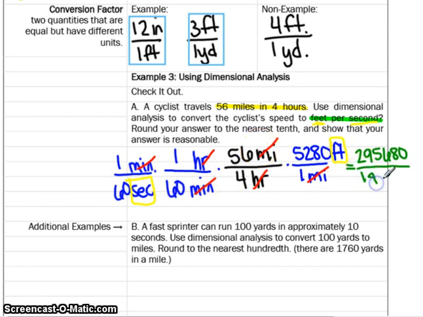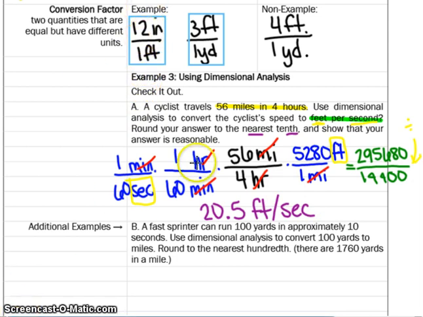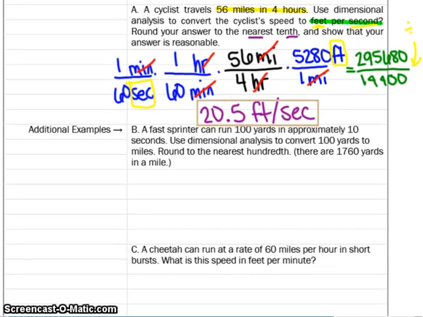And I'm getting this. Now, remember the fraction bar means divide. So I'm doing 295,680 divided by 14,400. And I am getting 20.5 because it says to the nearest tenth. 20.5, and my label is feet per second. Alright, so that is my final answer. And let me try this again. There we go, now it's not covering it up. Okay, so 20.5 feet every second.